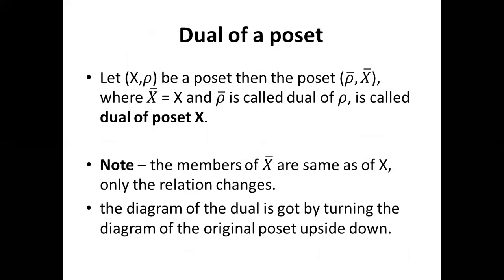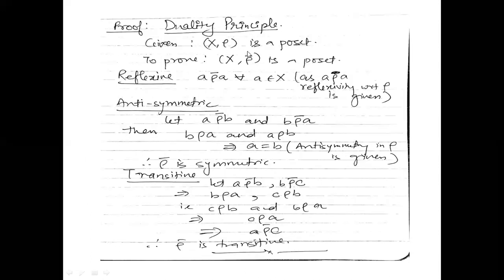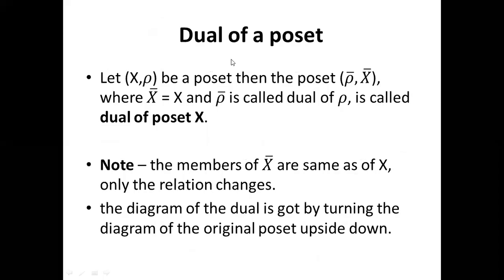Now let X, rho be a poset, then the poset is X, rho bar. So this thing is the same which I was telling you, that why we took X here, we did not take X bar. Basically X bar and X, they are same. So note that the members of X bar are same as of X, only the relation changes. The diagram of the dual is got by turning the diagram of the original poset upside down. If you just reverse that Hasse diagram, then the resulting diagram will be of the dual poset.